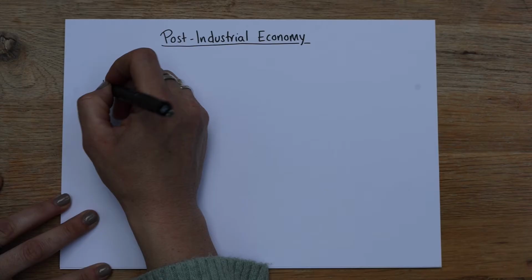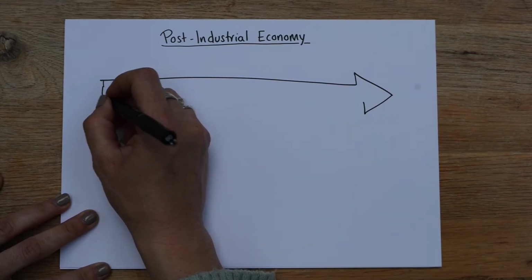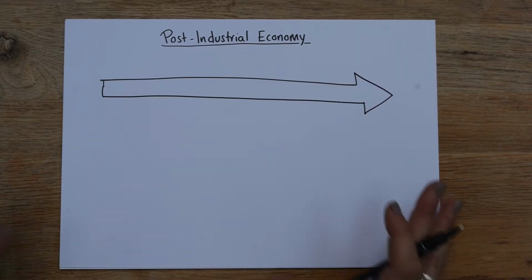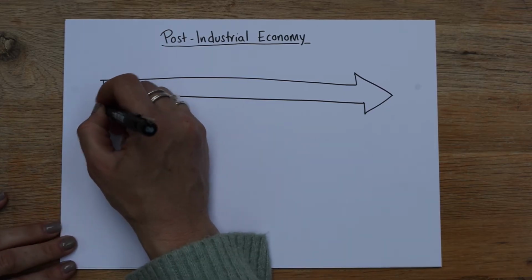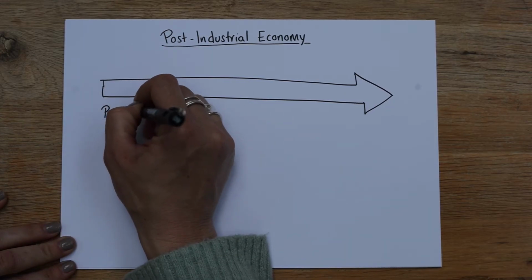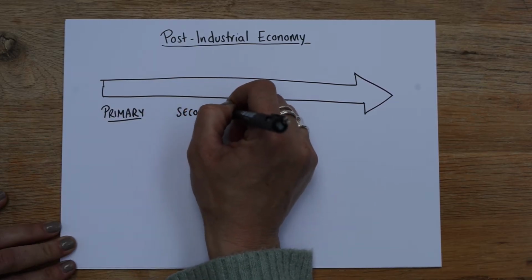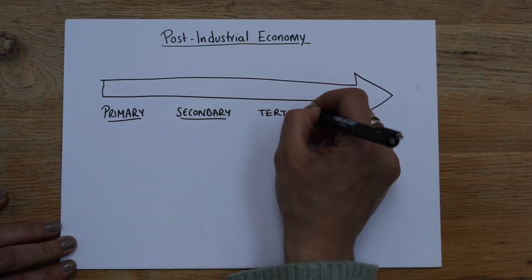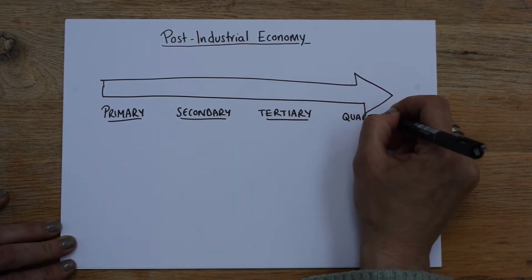All right, so start by just drawing a big arrow. Okay, this is going to represent time, and what's happened over time. So there are 4 economies, if you like. There's the primary sector. We'll just write them all in quickly. We've got primary, secondary, tertiary is next, and then the last one is quaternary.